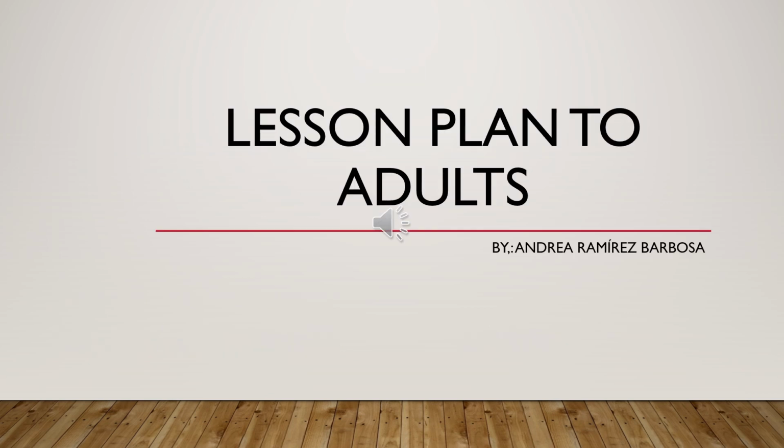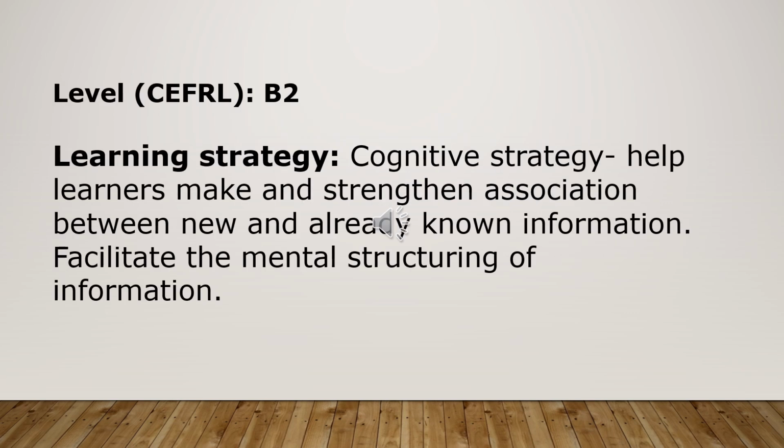Now, that is the lesson plan for adults. The level of the learners is B2, and the learning strategy is the same as for adolescents. It is a cognitive strategy that helps learners make and strengthen associations between new and already known information, and facilitates the mental structuring of information.